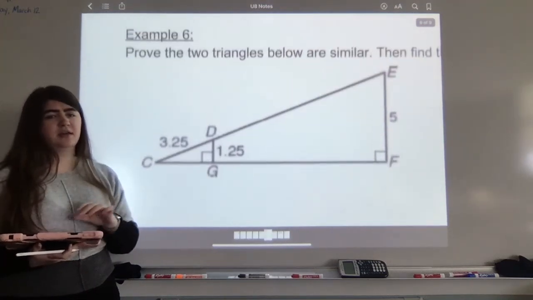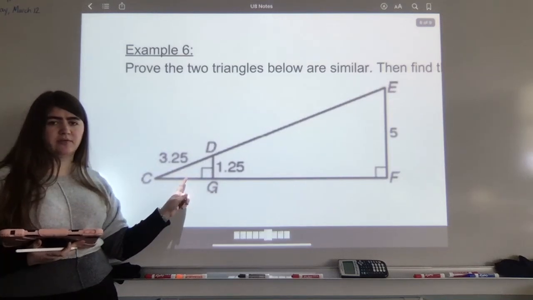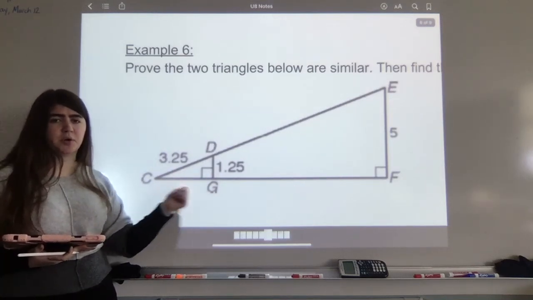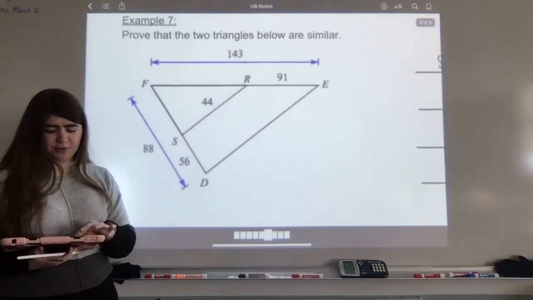Example 6 is the exact same type of format. We have one angle that's given to us, and then we have one angle, angle C, that is in both triangles. All right, and then example 7 here.